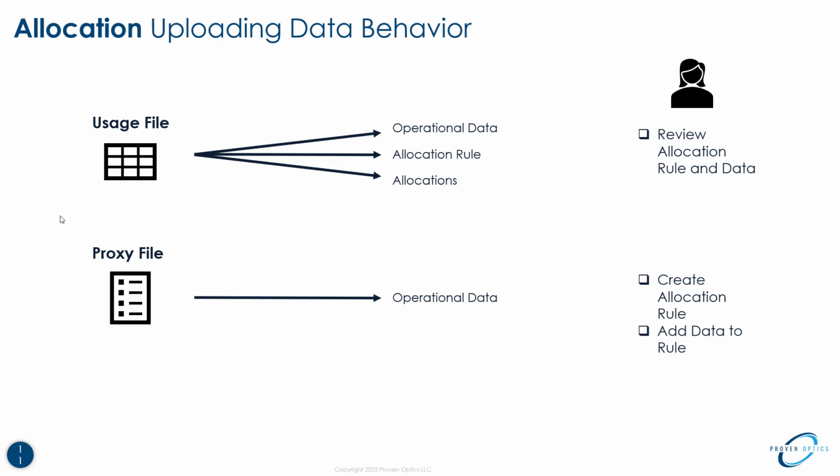If you upload proxy data, the application will save the data only to the operational table, and your job will be to create the allocation rules and add the operational data to the rule. Finally, remember that only one active allocation rule can exist per cost object at a time. You can create new rules as needed, assign percentages, and the system will take care of the rest.